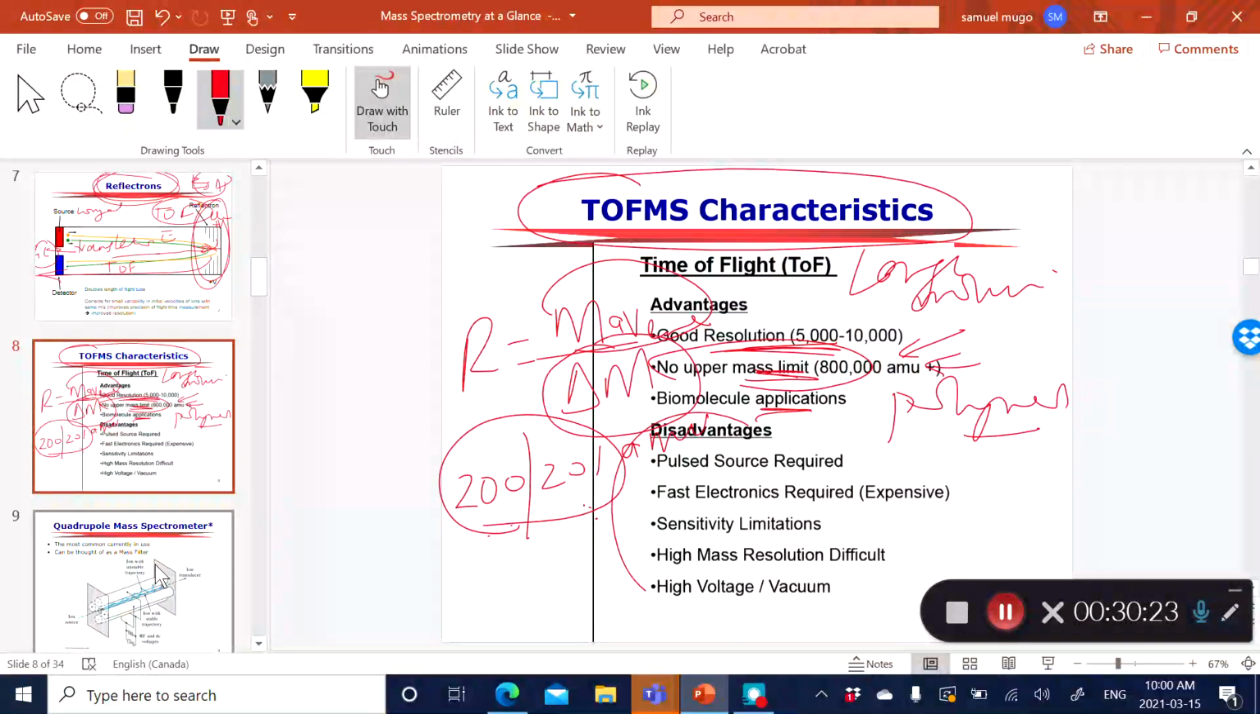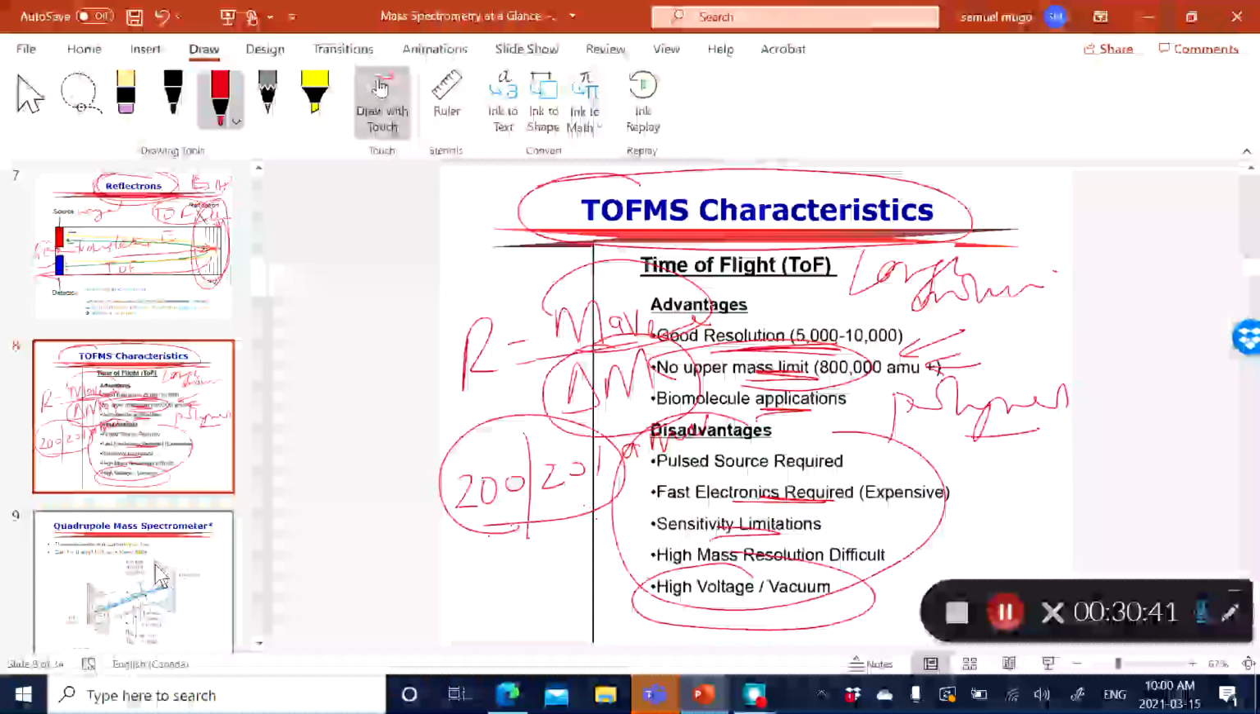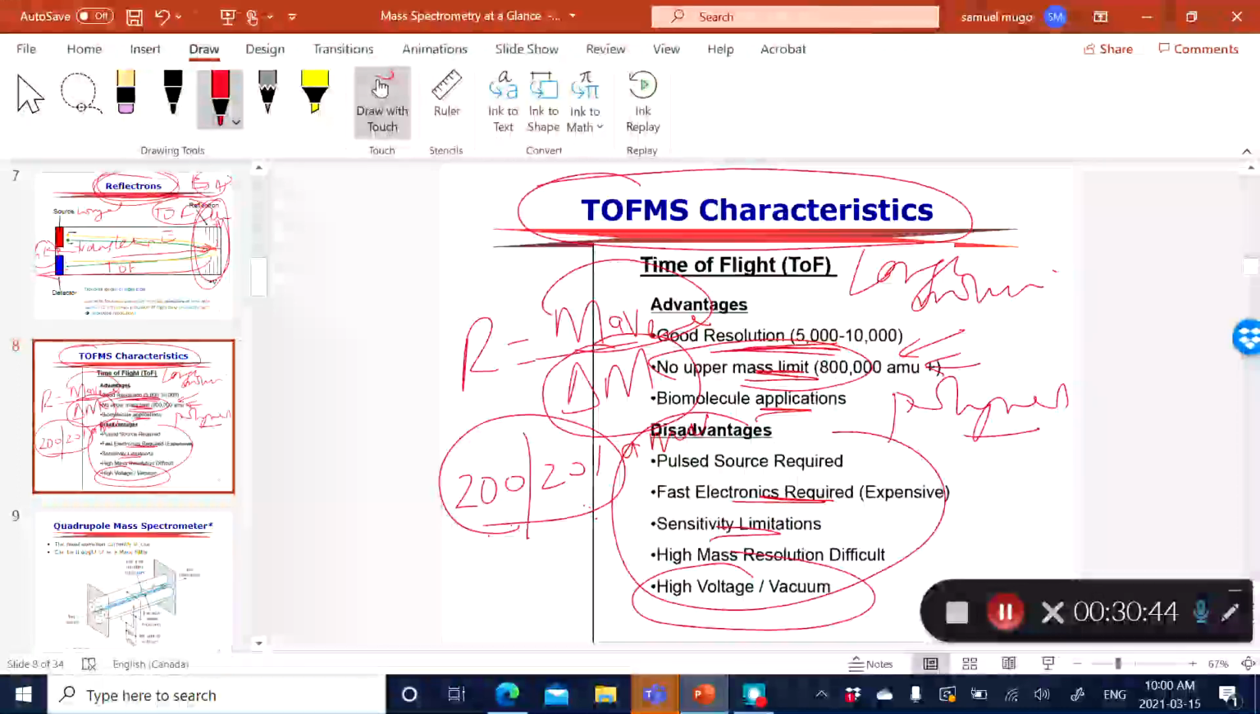Now, some of the disadvantages are things like it's fairly expensive. You're talking of $200,000, $300,000. Now, sensitivity limitations as well. And of course, you're using high voltages as well, and it tends to be a fairly bulky instrument as well.